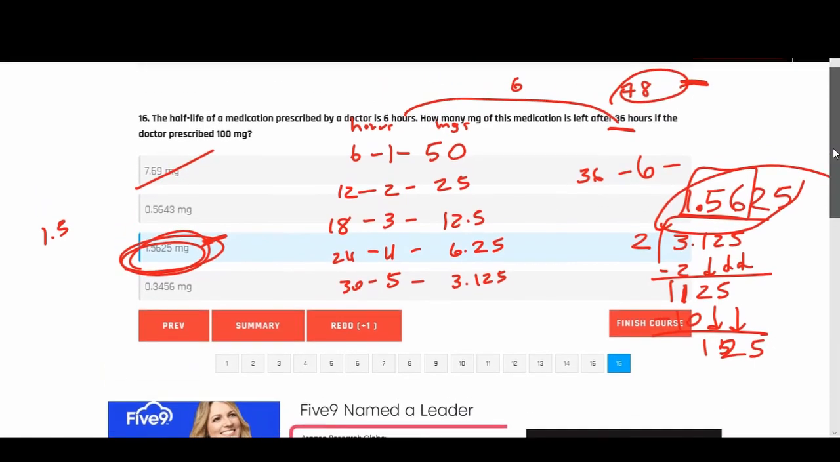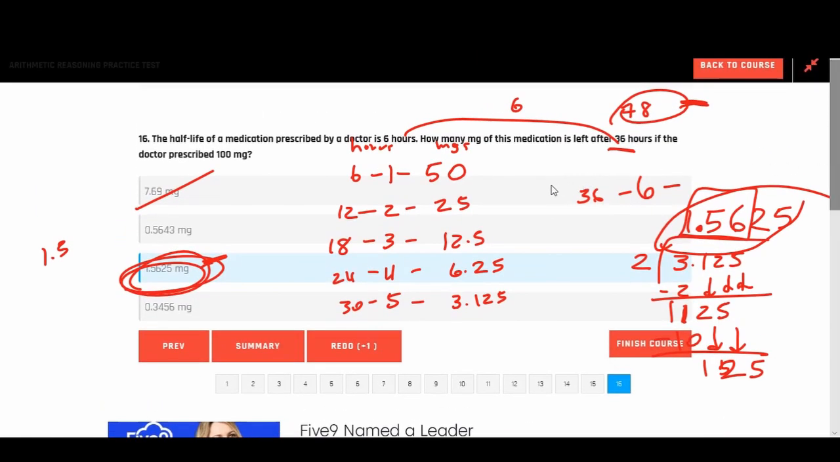Okay? So again, you may have noticed that this test required you to be good with fractions, decimals, addition, subtraction, and all of those things that you learned between 4th and 8th grade.